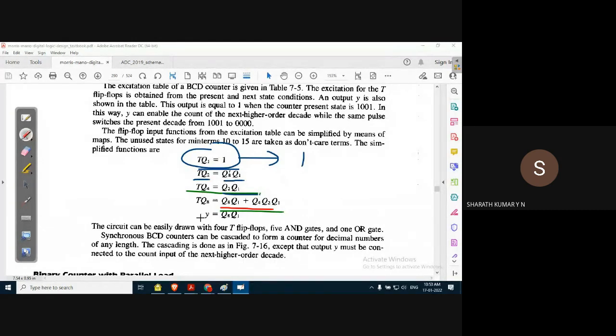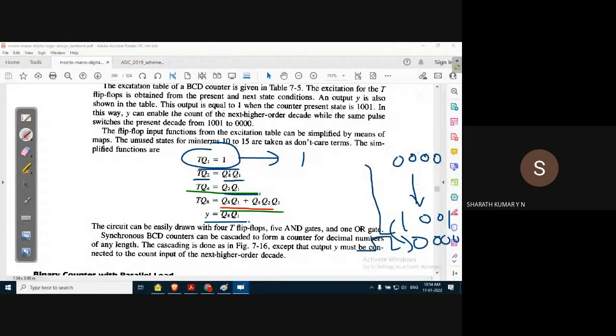Okay, what is this Y? Y is for the next stage. When the next stage is going to be triggered, it should be set to 1. That is, we have understood in the earlier BCD counter, when the first stage goes from 0 0 0 0, the final state is... sorry, I made a mistake. The final state is 1 0 0 1. On the application of the next clock pulse, the count should go to 0 0 0 0.